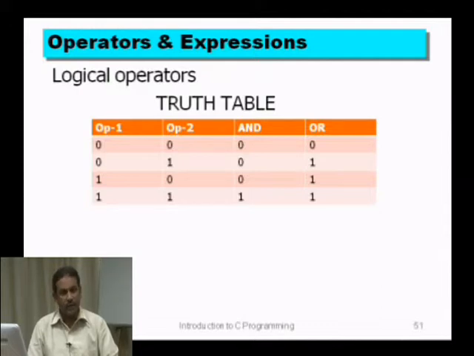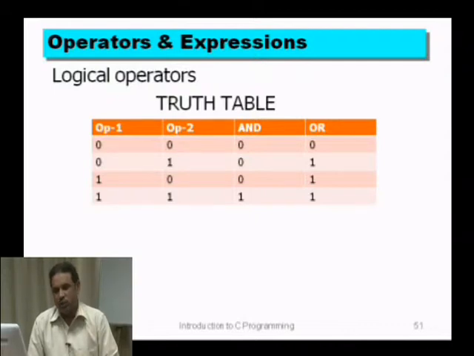Then the OR gate. The output of the OR gate is true if any one of the inputs is 1 or true. Irrespective of the other expression, if one of the expressions evaluates to true, the entire expression evaluates to true. That is, if any one of the inputs is 1, the output will always be 1. When both the expressions are 0, only then will the output be 0.